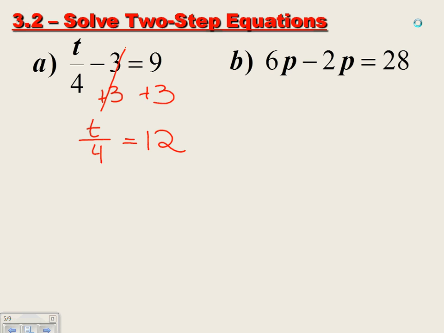At this point, we now have a one-step equation, and we want to cancel the division of 4. So you multiply both sides by 4. Therefore, after you simplify, you get t equals 48.